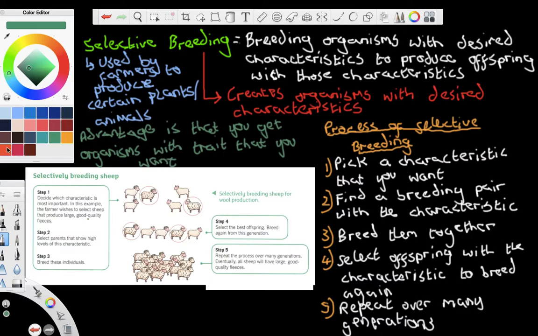There are some disadvantages, though. The disadvantages include that the organisms often get a genetically inherited disease. So the disadvantage is that organisms get genetically inherited disorders.